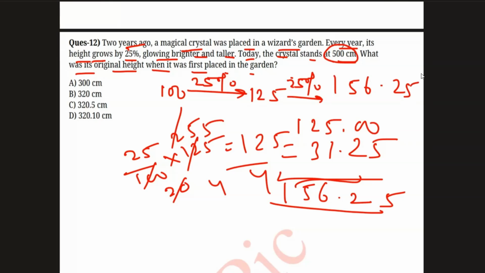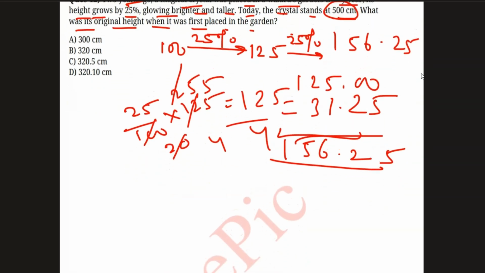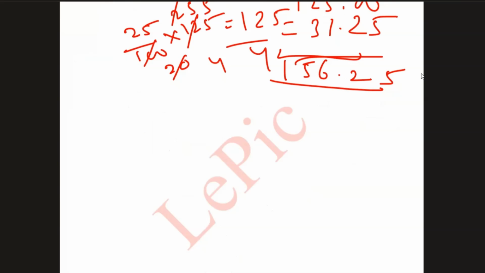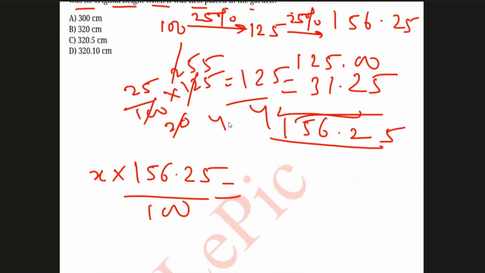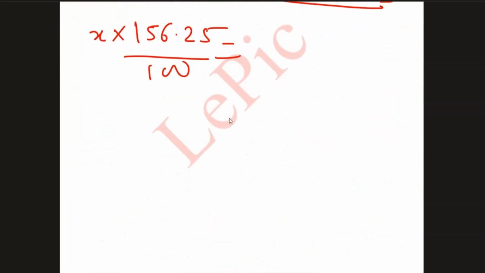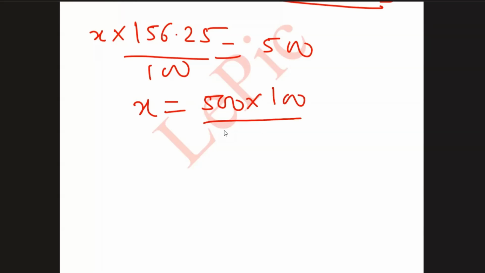156.25. Now, listen carefully. It is saying that, let's say the initial number was x, then 156.25 by 100, it will be equal to what? It will be equal to the 500, that is the present height, right? It will be equal to 500, which is the present height. Now you have to calculate x. It will be 500 multiply 100 divide by 156.25, and when you calculate this, you will get 320 as the answer.